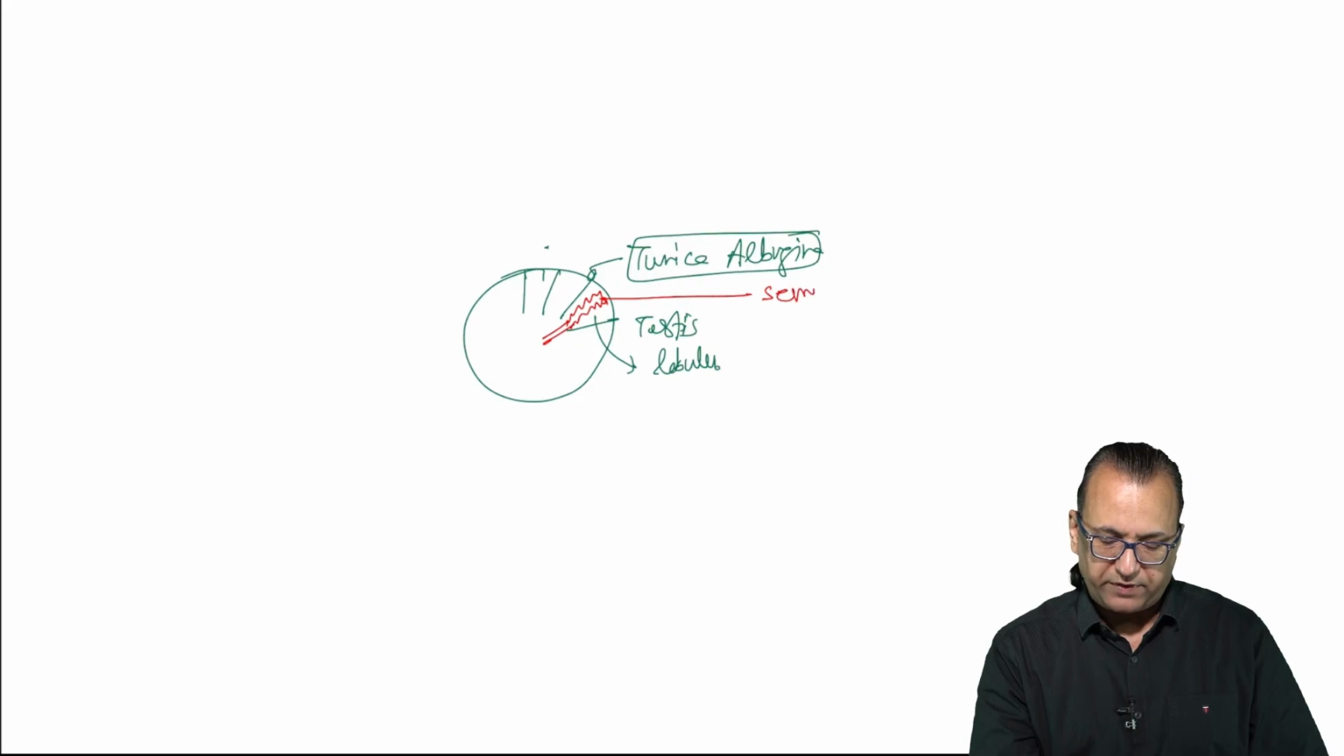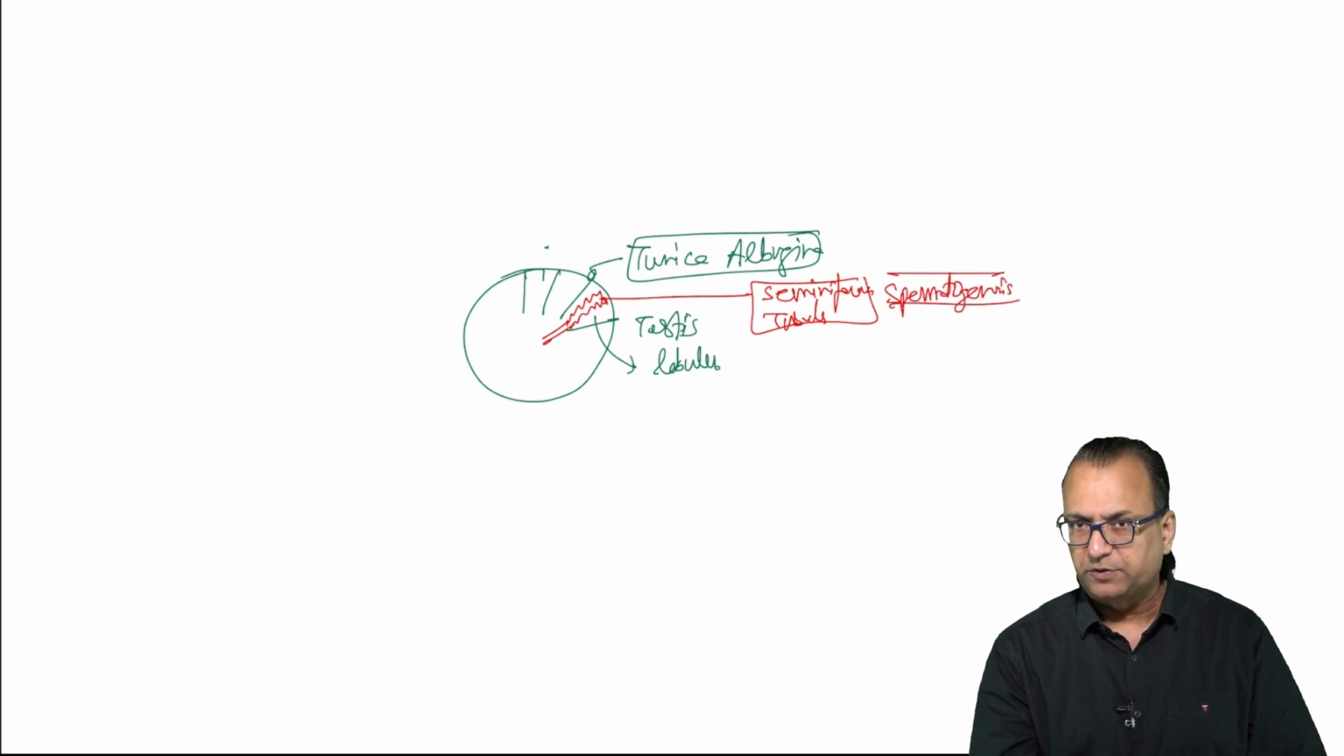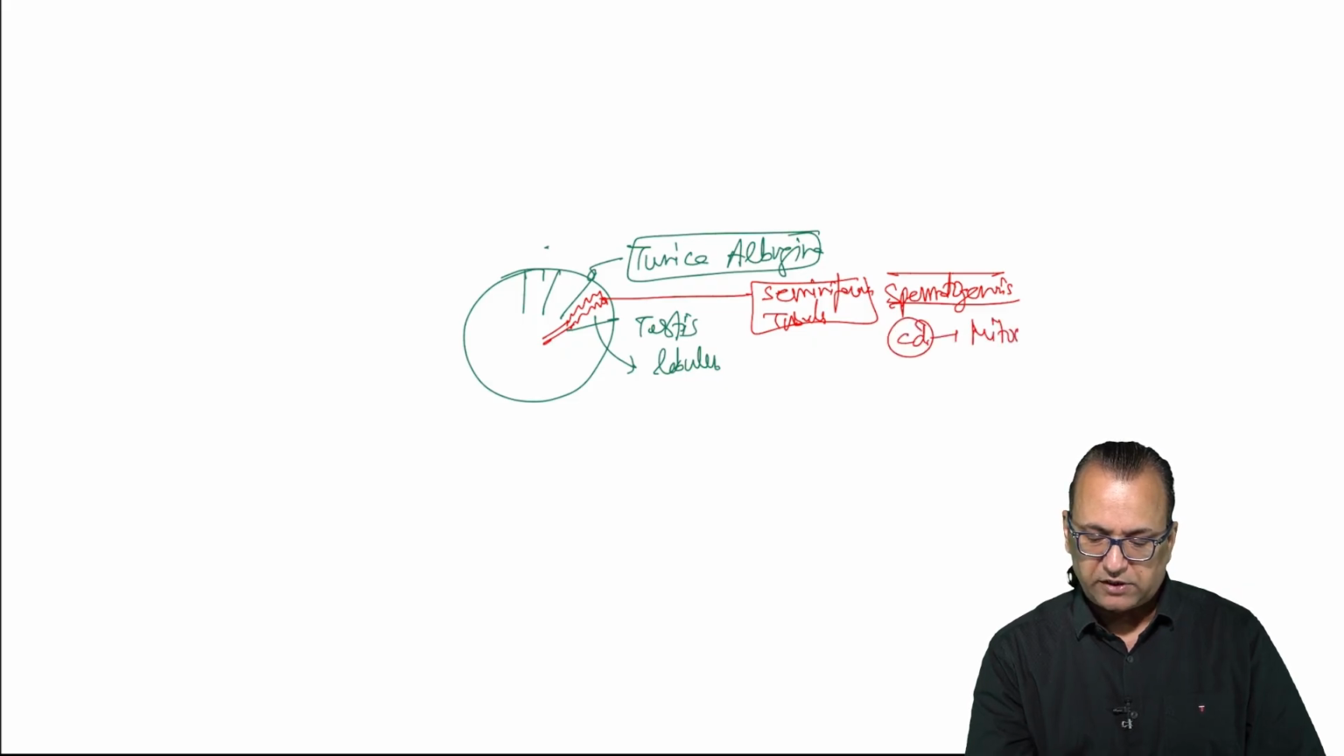So seminiferous tubules, they will be forming the sperms. That is where spermatogenesis occurs. And remember, spermatogenesis is the process of formation of sperm. It will have cell divisions including mitosis as well as meiosis. Meiosis is the process by which you will reduce the chromosome number to half, because sperms are obviously haploid cells.